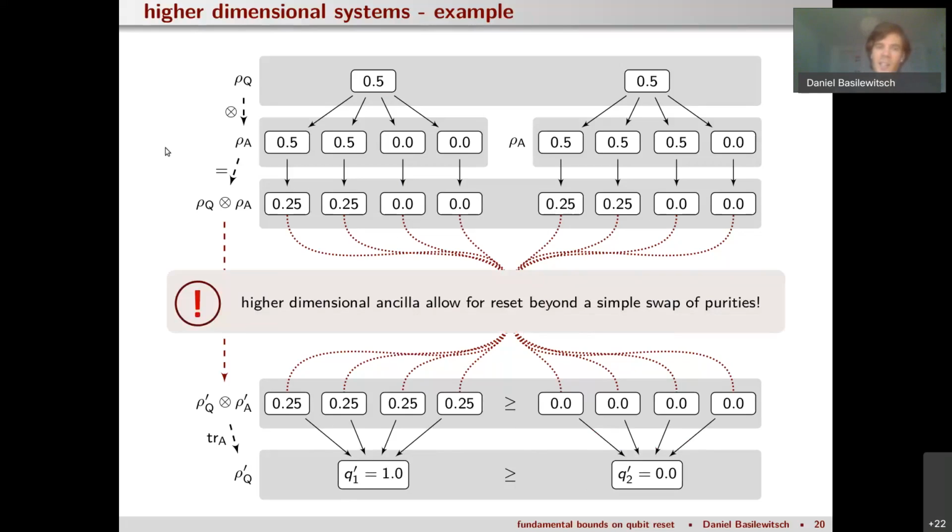So higher dimensional ancilla allow you to reset your qubit beyond a simple swap of purities.